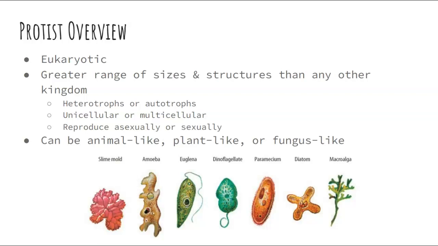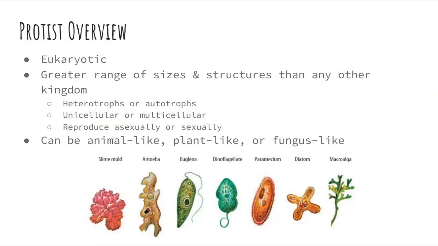All protists have a nucleus, but there's a huge range of size and structure, bigger than any other kingdom that we're going to talk about. You can see in the image at the bottom, all of these are considered protists, but they look so different from each other. That's just part of being in this kingdom. They can be heterotrophs or autotrophs. They can be unicellular or multicellular, and they can reproduce asexually or sexually. They're sort of all over the place.